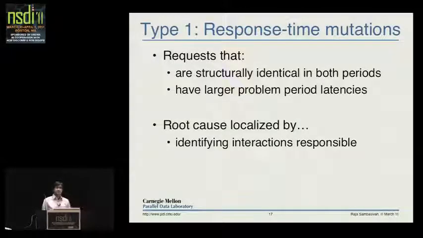All right, so we consider 2 types of mutations. The first are response time mutations. These are basically timing changes. They're requests that are structurally identical in both periods. They access the same components, execute the same functions, and so on, but they simply have larger problem period response times. And to help diagnose problems that manifest as this type of mutation, Spectroscope automatically localizes the root cause by identifying the interactions responsible for this timing change.